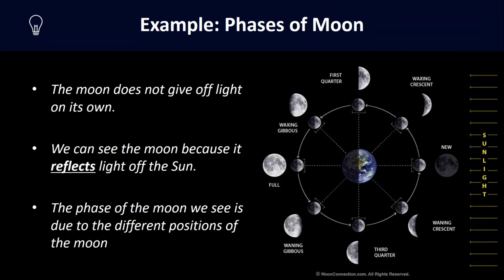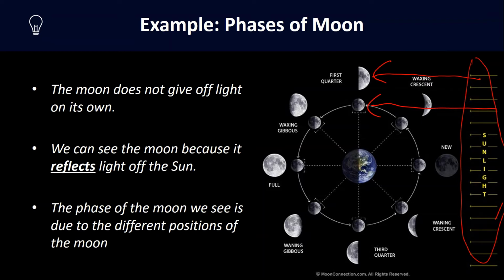One typical example of reflection is the different phases of the moon. We know that the moon does not give off its own light, but we can see the moon because of sunlight coming in from the sun over here. The sunlight reflects off the moon and then enters our eyes. So this is why we can even see the moon to begin with.